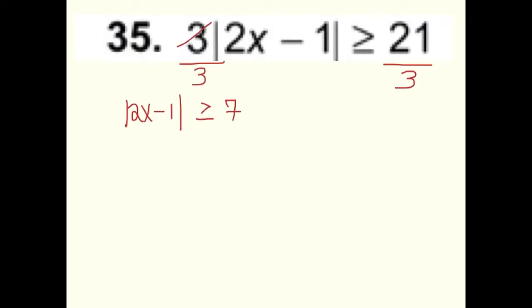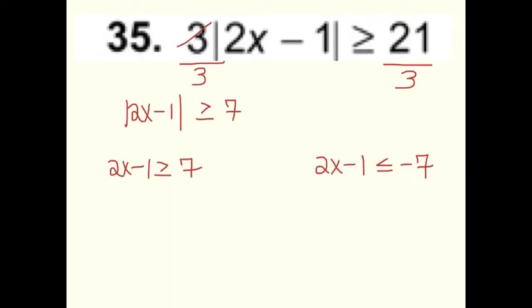Now, since it's an absolute value and you can have more than one solution, you write 2x minus 1 is greater than or equal to 7, and 2x minus 1 is less than or equal to negative 7. Because remember, we flip the signs when we're working with negatives.